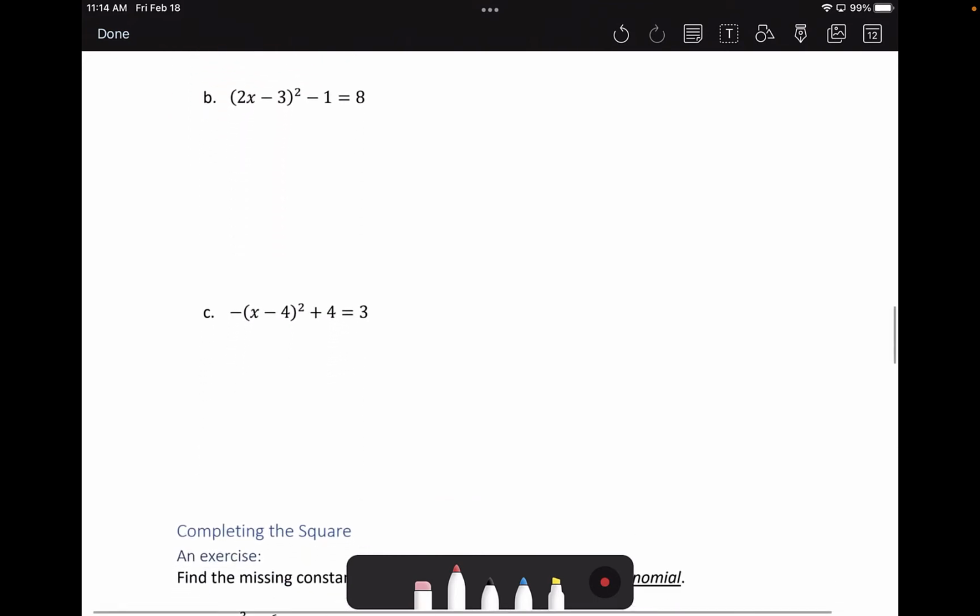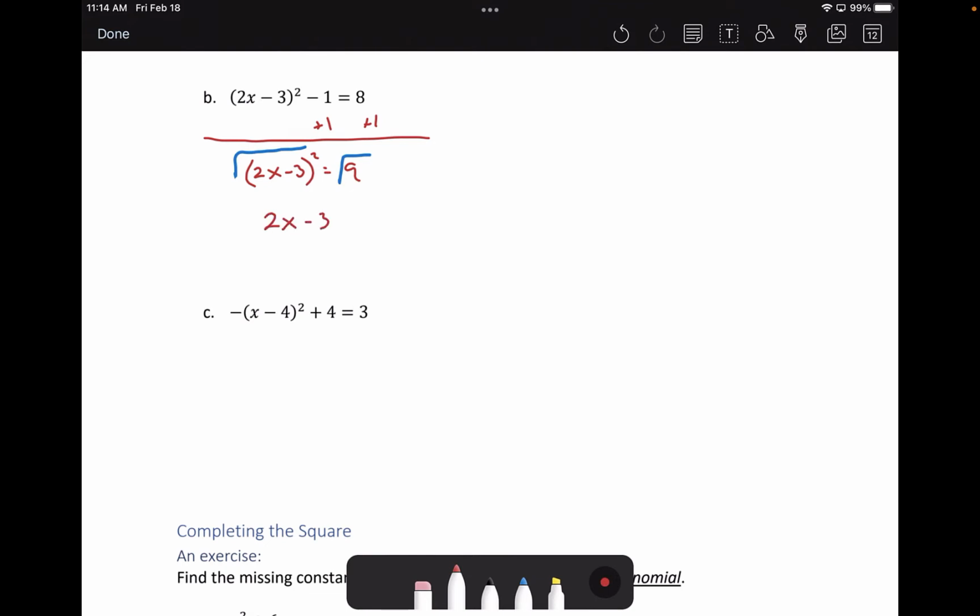In the next example, we need to isolate the squared quantity first. 2x minus 3 is being squared. We need to isolate it. That means we need to first add 1 to both sides. 2x minus 3 squared is equal to 9. Notice now we've isolated the quantity that is being squared. We want to undo the square, so we're going to take the square root of both sides.